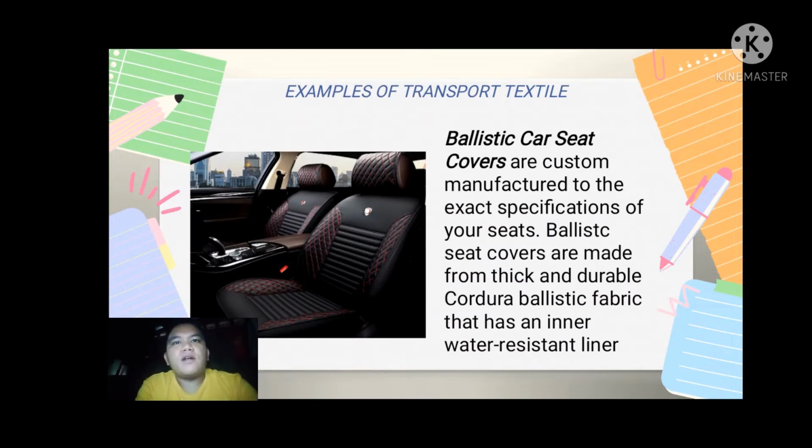Ballistic car seat covers are custom manufactured to the exact specifications of your seats. Ballistic seat covers are made from thick and durable Cordura ballistic fabric that has an inner water resistant liner. And these car seat covers are UV treated for added protection from rotting, mildew, and stains.